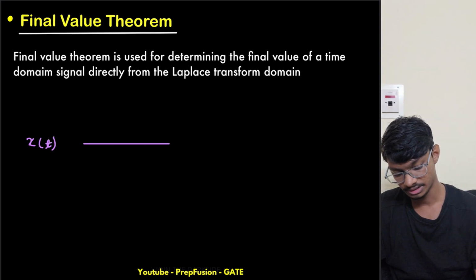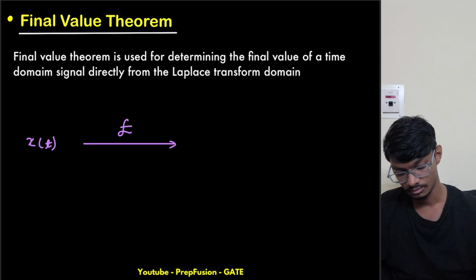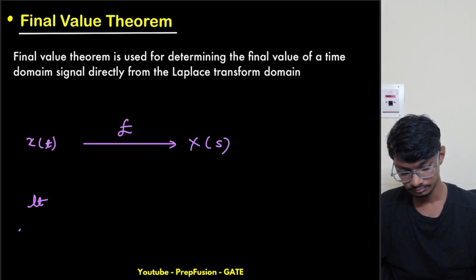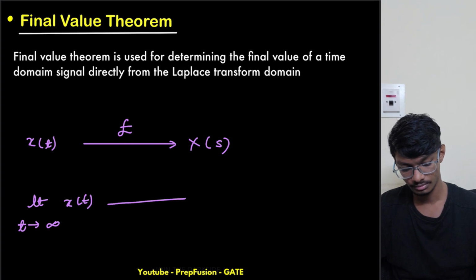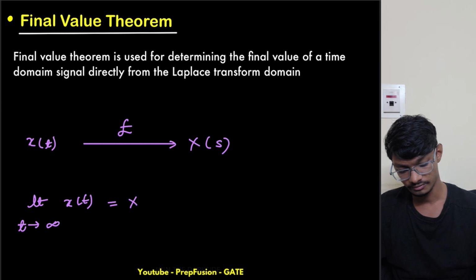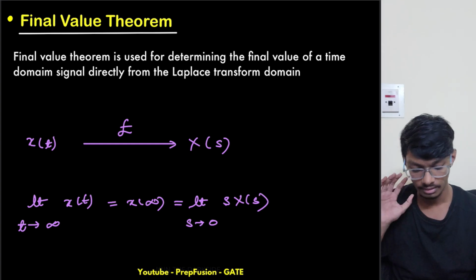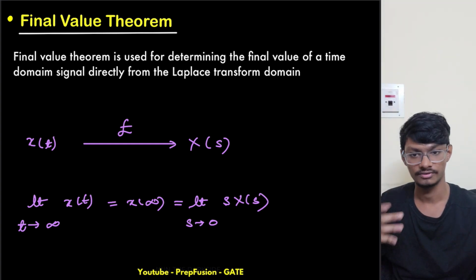If x of t has a Laplace transform of X of s, then the limit as t tends to infinity of x of t, which is x of infinity, will be equal to the limit as s tends to 0 of s times X of s. This is the final value theorem definition.